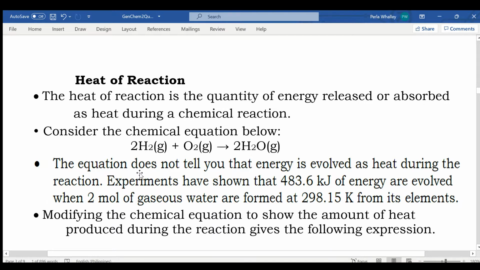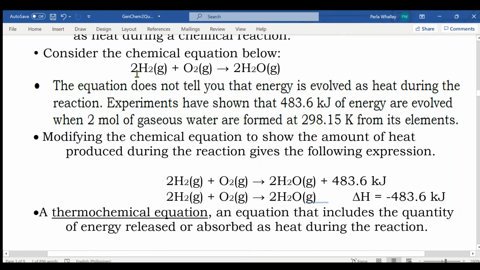The equation does not tell you that energy is evolved as heat during the reaction. Experiments have shown that 483.6 kilojoules of energy are evolved or released when 2 moles of gaseous water are formed at 298.15 Kelvin from its elements. Modifying the chemical equation to show the amount of heat produced during the reaction gives the following expression.